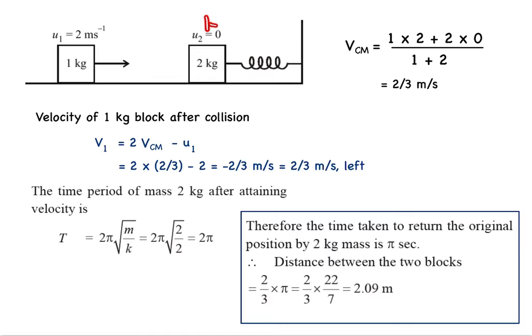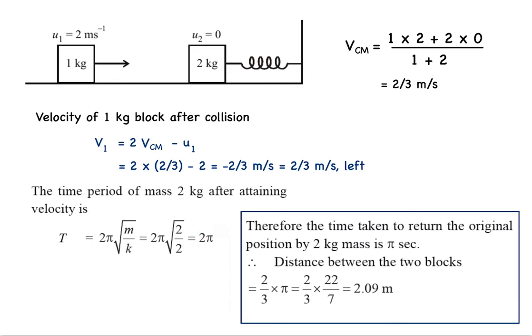So it will go to the extreme position, then it will come back to the mean position again. This is the mean position. It goes to the extreme position and comes back to the mean position, so basically it has done half an oscillation. The time taken by the block to come back to the original position, that is the mean position, will be T/2, where T is the time period, given by 2π√(m/k). Here k is 2 and m is also 2, so the time period is 2π seconds. From the mean position it goes to the extreme position and comes back, so the time taken by this block will be T/2, that is π seconds.